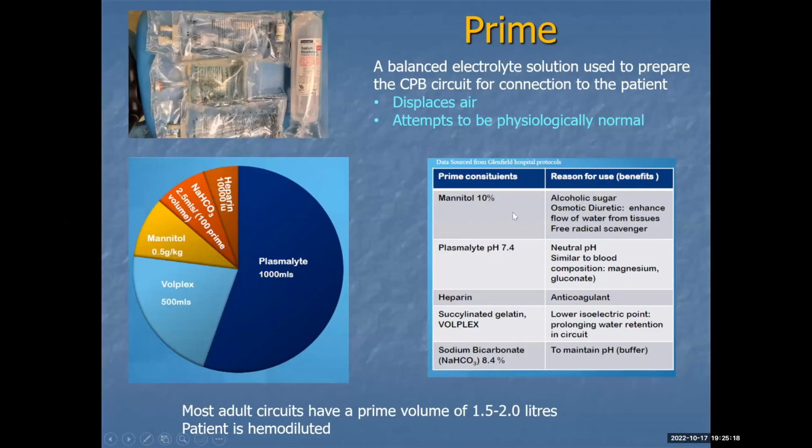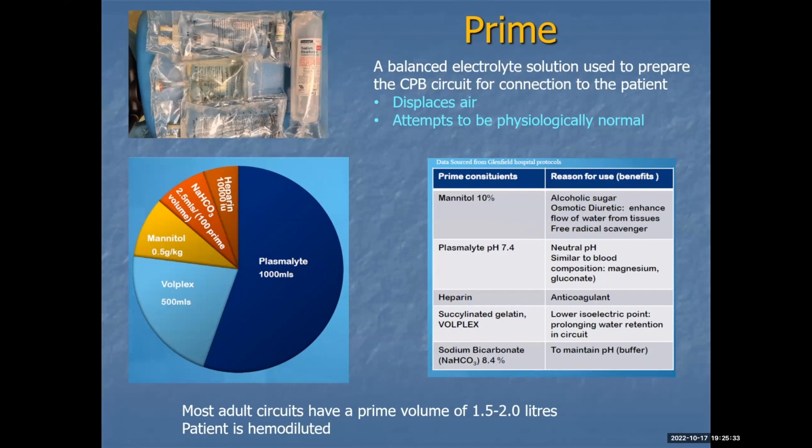So the other thing we use is mannitol. There's a big debate whether you should actually put this directly in your prime before you go on bypass, or should you drip it in as you're actually on bypass. The reason we put mannitol in is for numerous reasons.